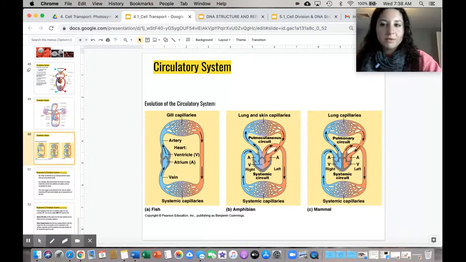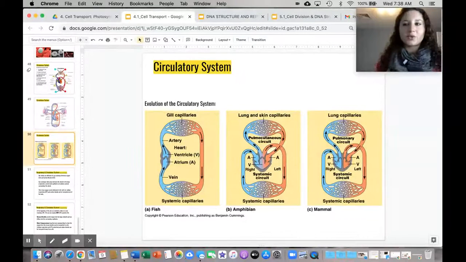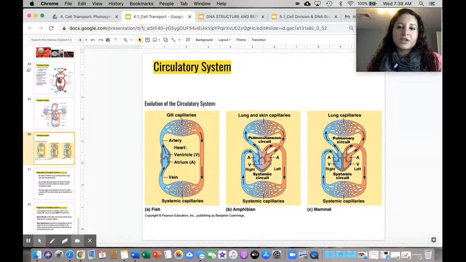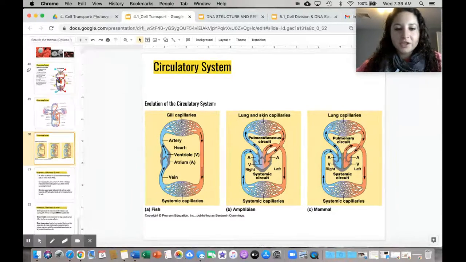I do want to take a moment and discuss the evolution of the heart and the circulatory system. All animals are going to have some sort of circulatory system. We all need oxygen, we all make carbon dioxide, and we need a way of transporting it through the body. So if we look at fish, for example, their circulatory system right here.